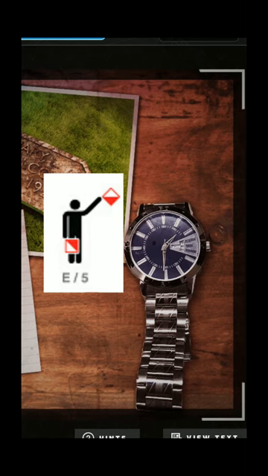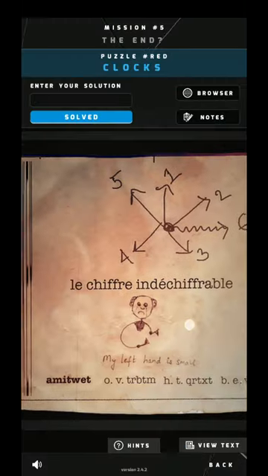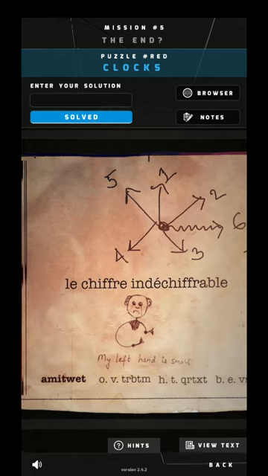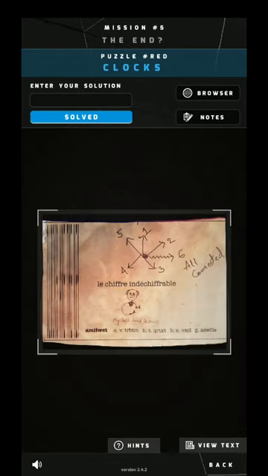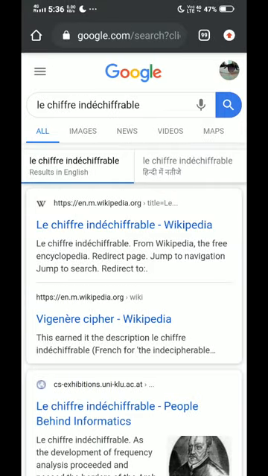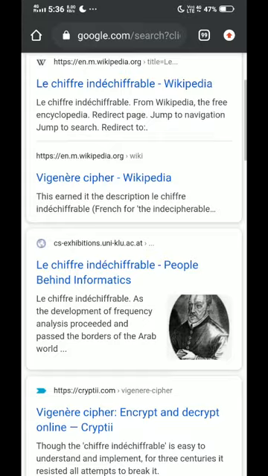So we have ABATE, that is abate. So we have found one thing, that is abate. Now clocks are the key means abate is the key, but key to what? That is when this le chiffre indéchiffrable comes into action. So I searched for le chiffre indéchiffrable, and what we got is nothing but the Vigenère cipher.